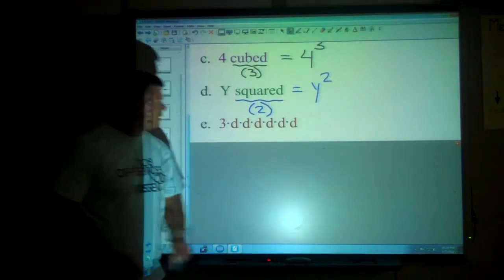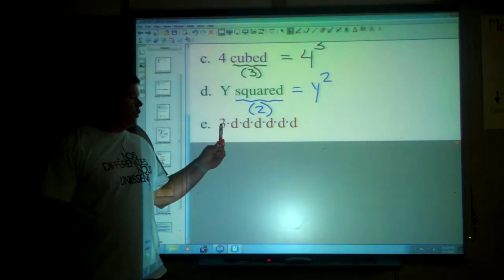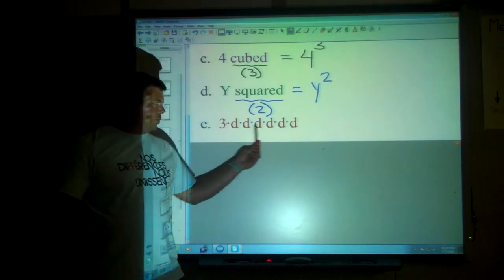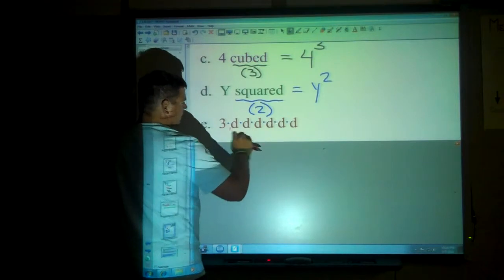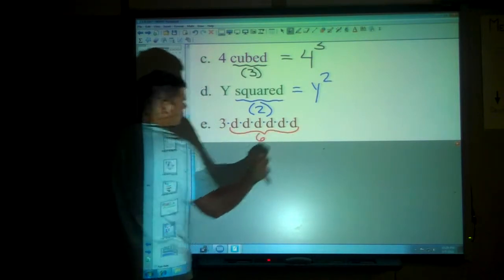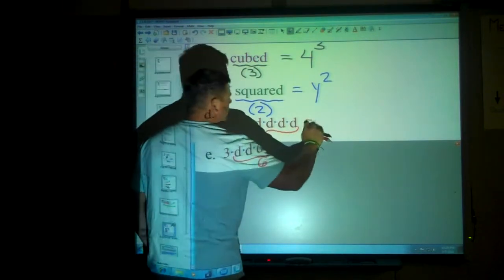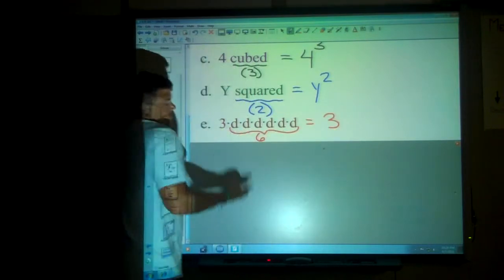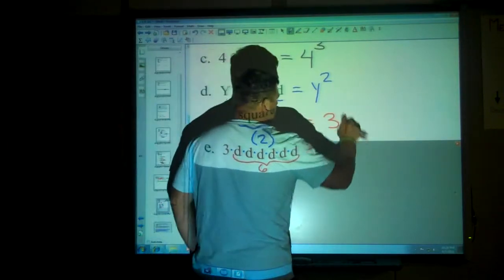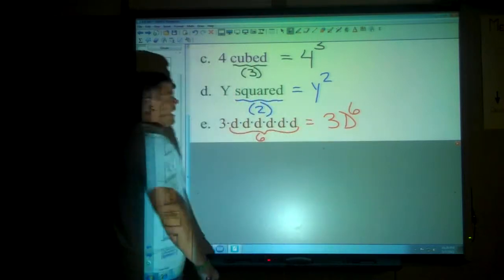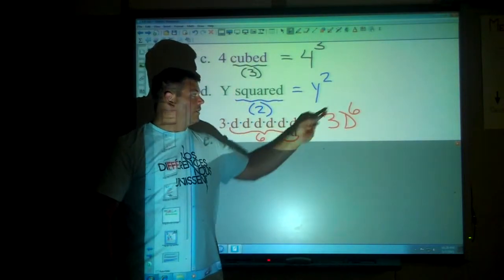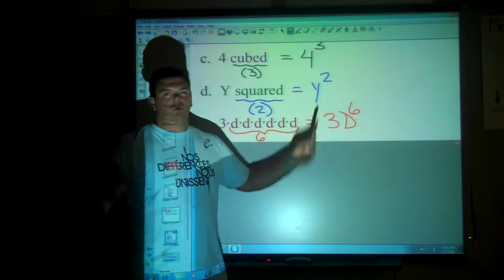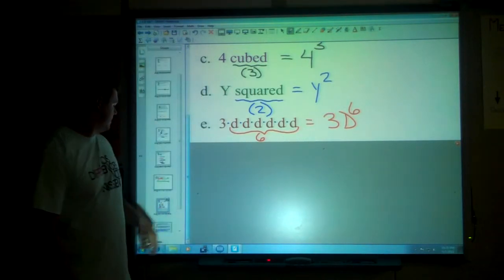Now this problem is a little bit tricky looking. There's only 1 3, but there's a whole bunch of d's. There's 1, 2, 3, 4, 5, 6 of them. So since there are 6 factors of d, we could say this is 3. There's only 1 3. And then d to the 6th power. There are 6 d's, but only 1 3. If somebody were to put a 1 on that 3, it really wouldn't make a lot of difference. It means the same thing.